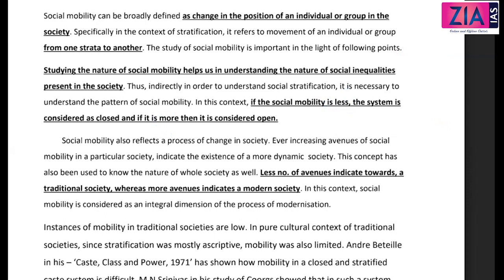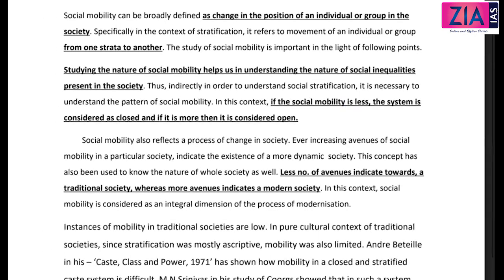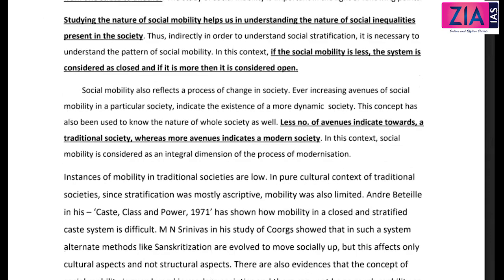See how Byju's and all these, all of a sudden they are becoming super rich, billionaires. So more avenues are there in the modern society. More avenues indicate modern society. Social mobility also reflects the process of change in society.